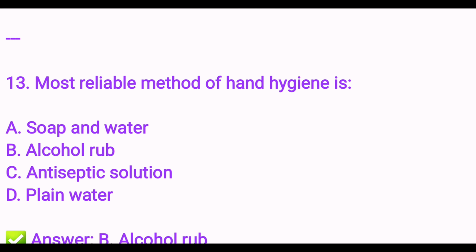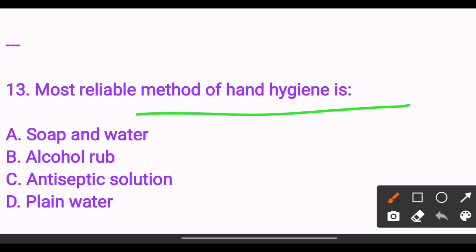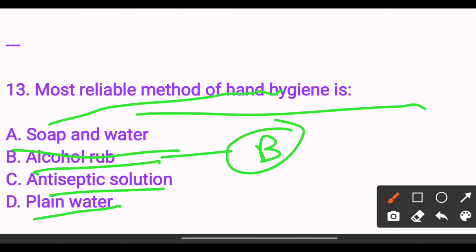Most reliable method of hand hygiene is option A soap and water, option B alcohol rub, option C antiseptic solution, option D plain water. Most reliable method of hand hygiene is option B alcohol rub, because it is most effective unless hands are visibly soiled.